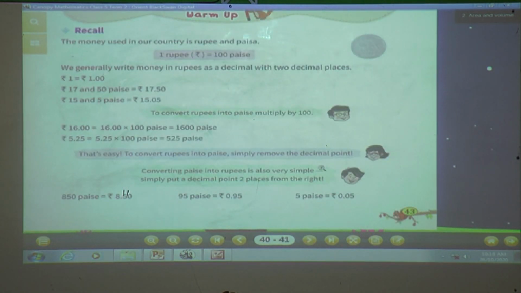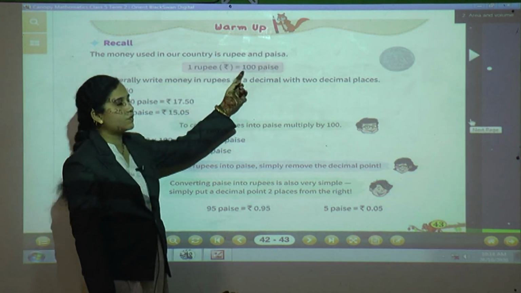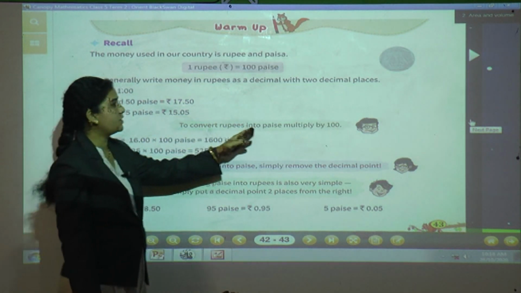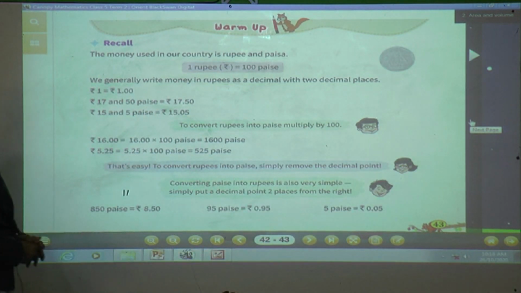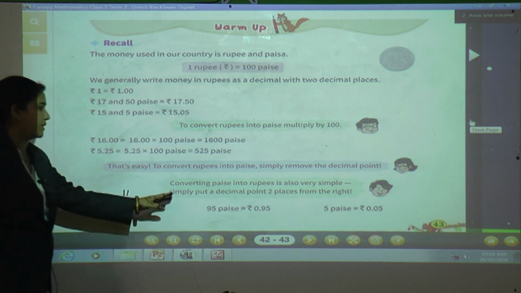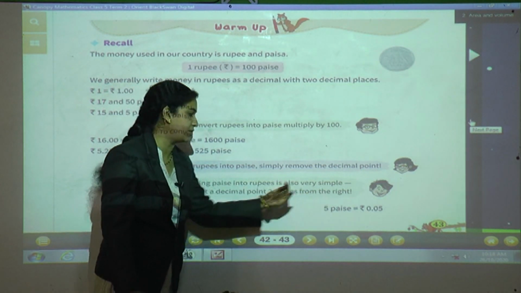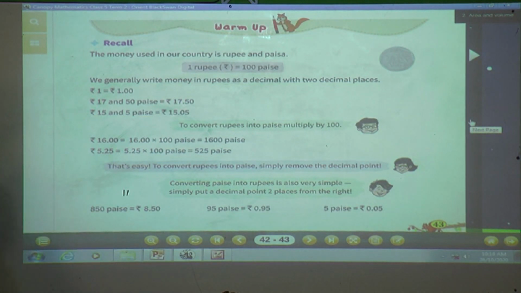Page number 43. See here, all of you know money, isn't it? Now 1 rupee is equal to 100 paise. To convert rupees into paise, multiply by 100, and students, converting paise into rupees is also very simple. Simply put a decimal point 2 places from the right. Here, see, 2 places from the right. So this one is very easy.